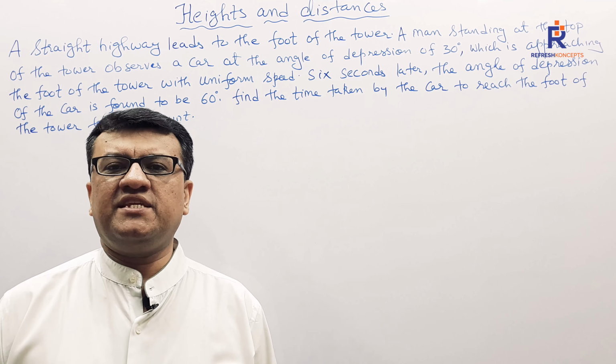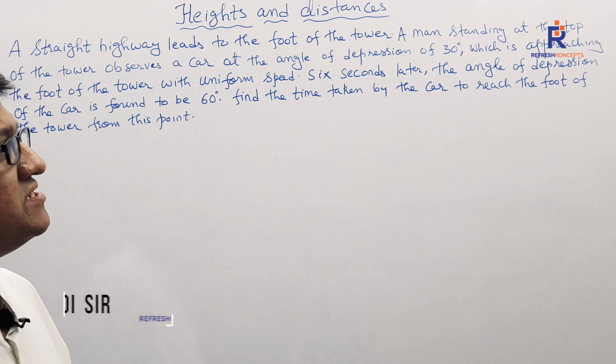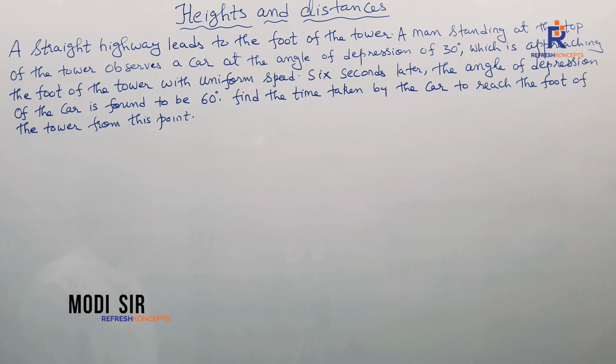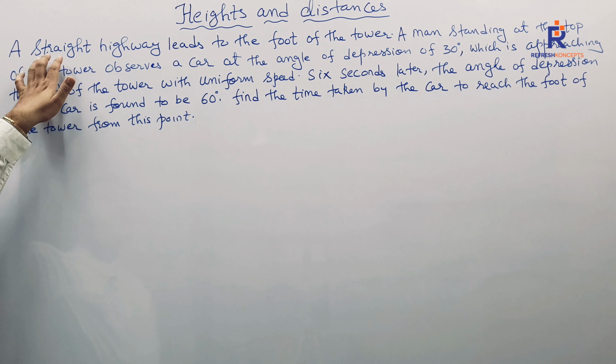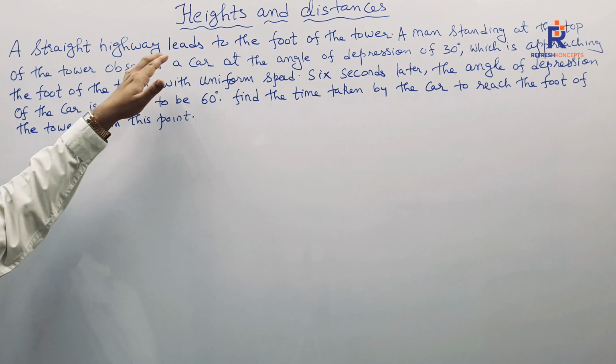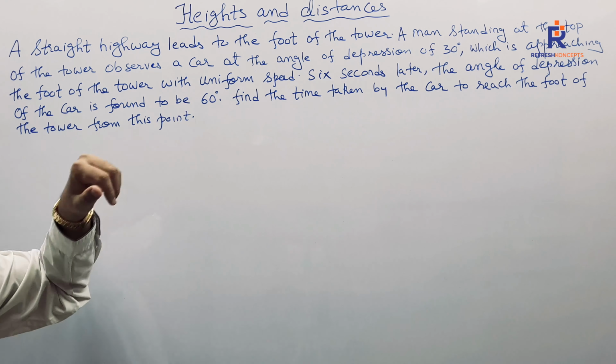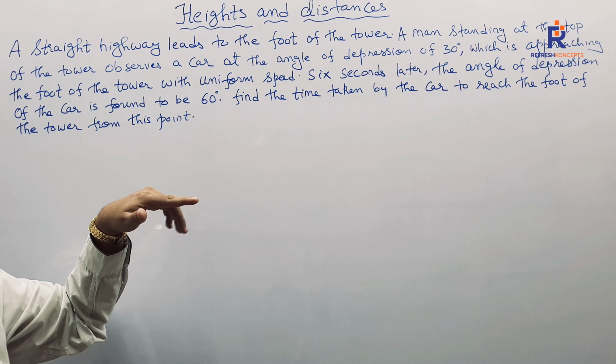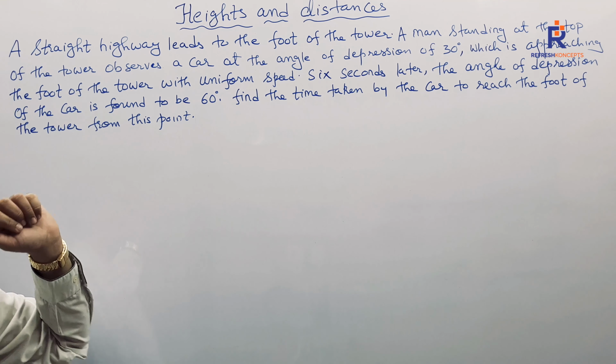Children, let's see one more sum. Quite interesting, this sum is also. What it says: a straight highway leads to the foot of a tower. There is a highway which is leading to the foot of the tower.